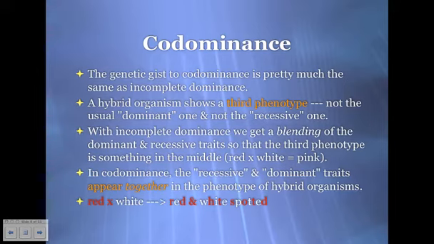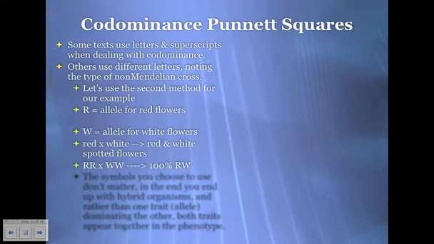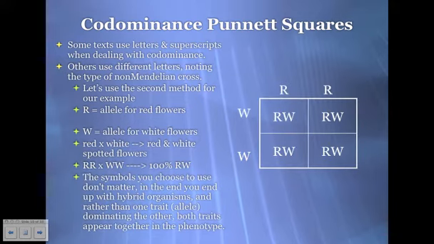Let's practice using a Punnett square, questions involving codominance. Some texts use letters and superscripts when dealing with codominance. Others use different letters, as we just have with incomplete dominance. So I'll use the second method for our example. A capital R will be the allele for red flowers. A capital W will be the allele for white flowers. So when you cross those two, instead of getting pink flowers, you get red and white spotted flowers.